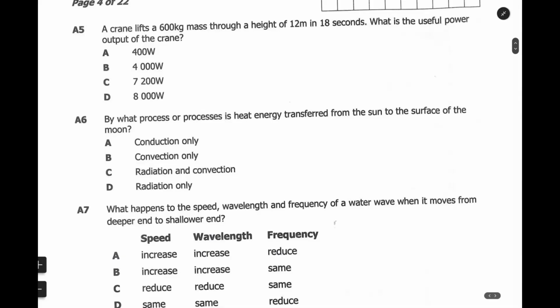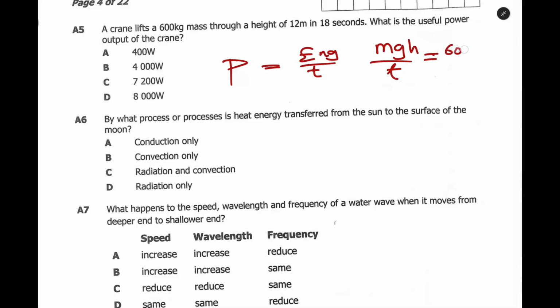A crane lifts 600 kg mass through a height of 12 meters in 18 seconds. What is the useful power output of the crane? So power is equal to energy divided by time. The energy that we are finding is the potential energy, mgh, divided by time. Now what is the mgh on top? 600 multiplied by 12 multiplied by 10, which is gravity, divided by time 18. The top part should be able to give us 72,000.